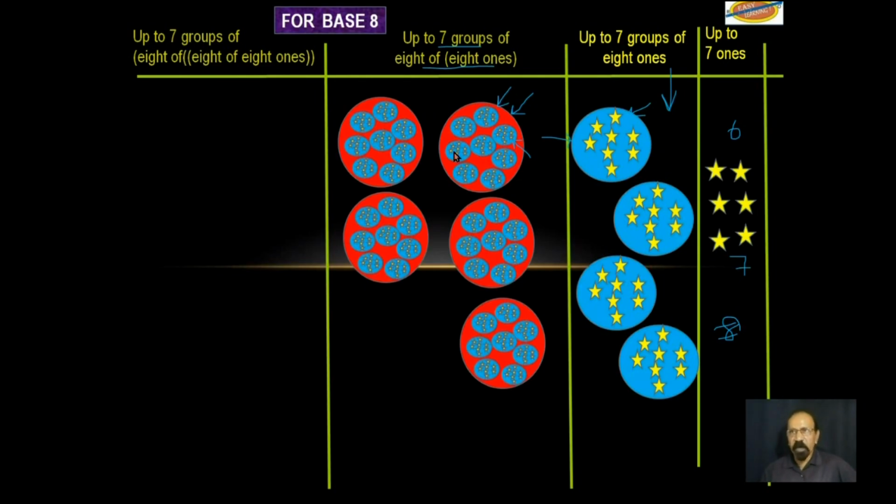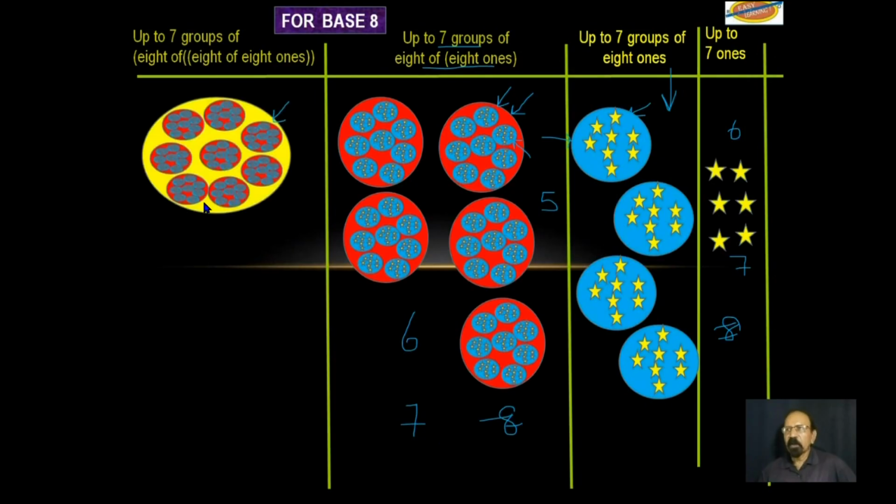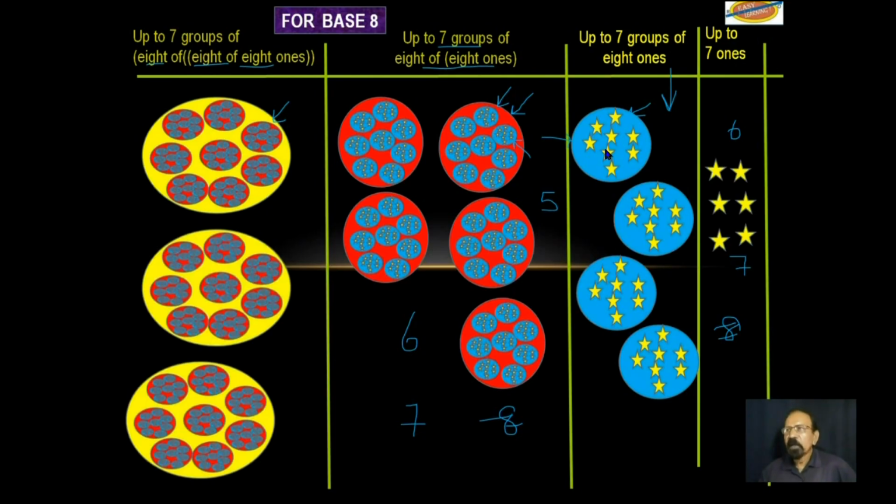Let us say we actually have 5 such groups. If we add one more, we will get 6. If we add one more, we will get 7. But if we add one more and we now have 8, we can't have that. We will have to take all of those, make it into a larger group, and put it over on this side, which looks like this. That yellow group now has 8 red groups, which has 8 blue groups, which has 8 stars in each one.